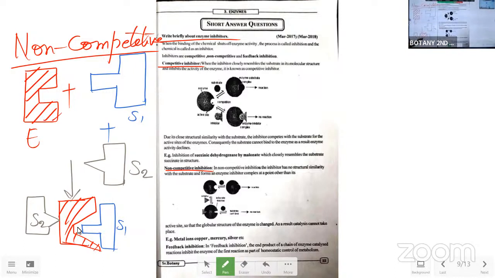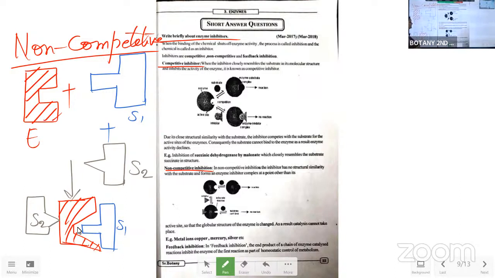exactly at the opposite side of the enzymatic groove, so that in the enzymatic groove, the substrate 1 cannot fix itself, so that the product formation cannot be seen. That is the non-competitive inhibitor.